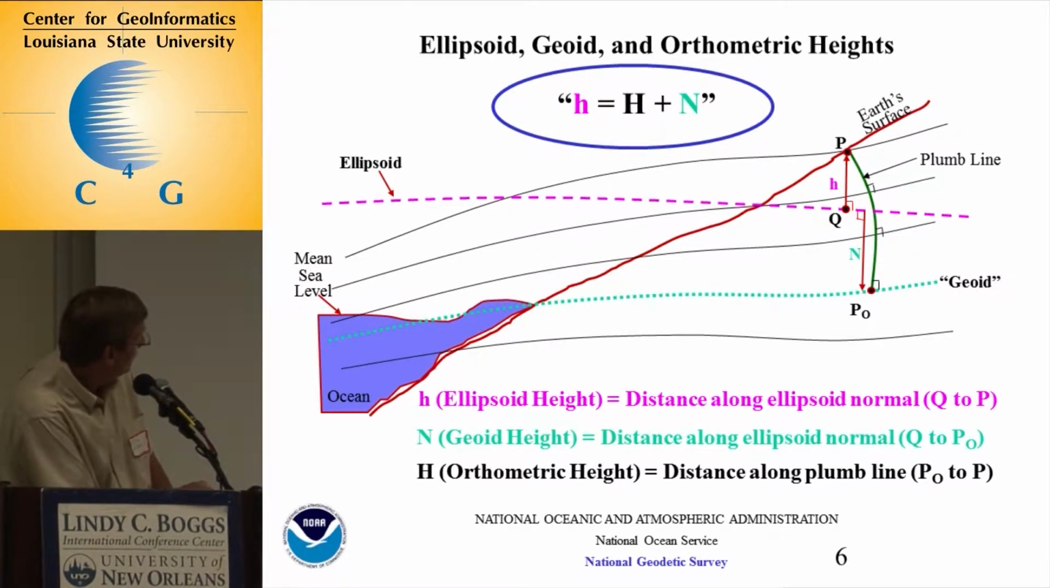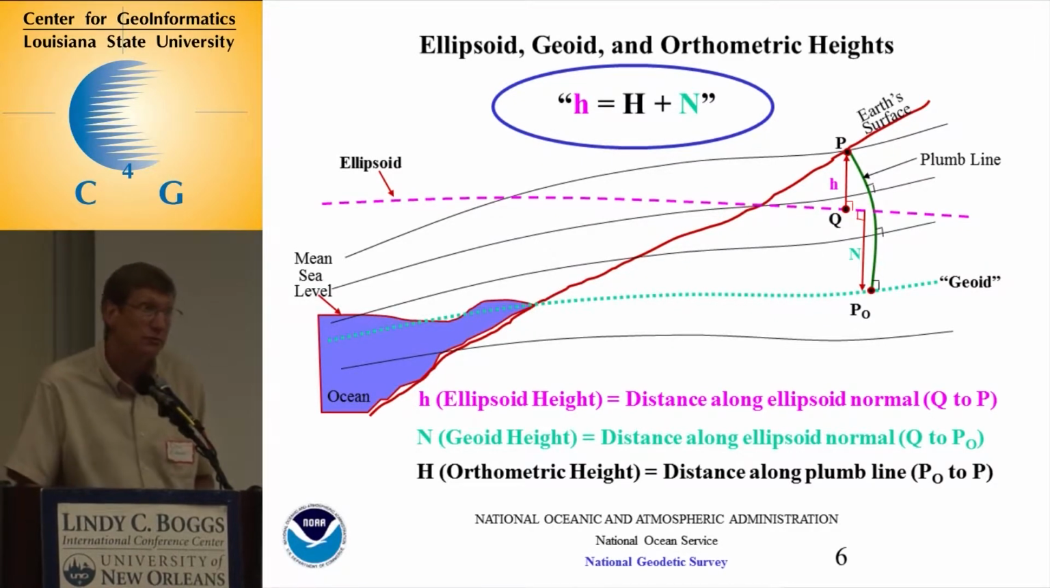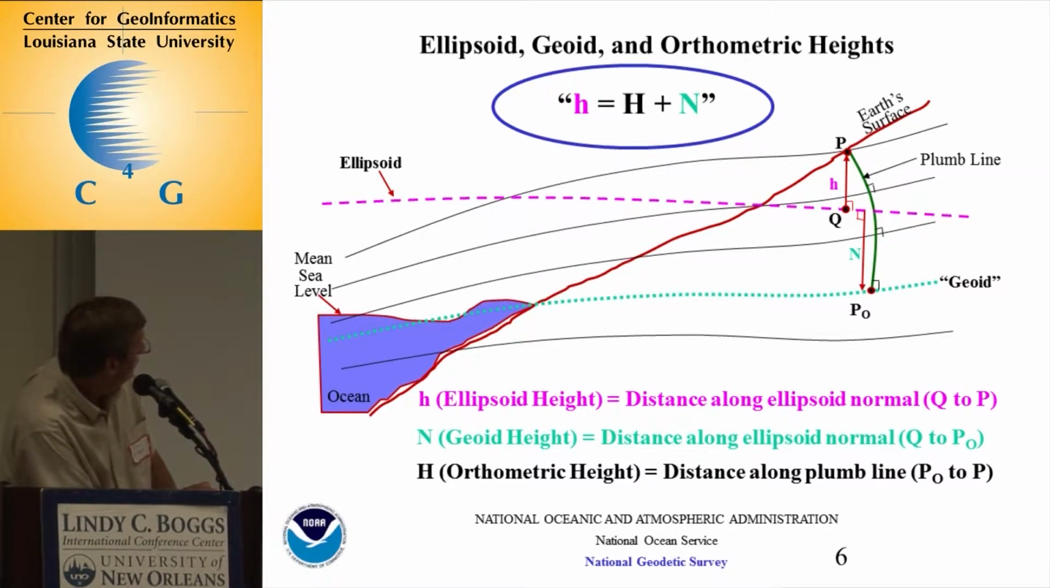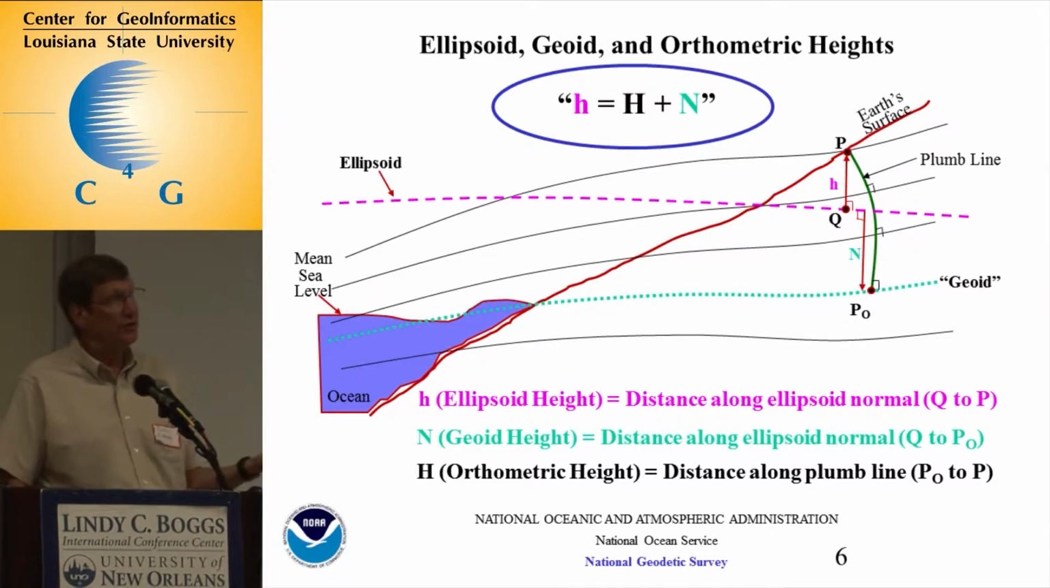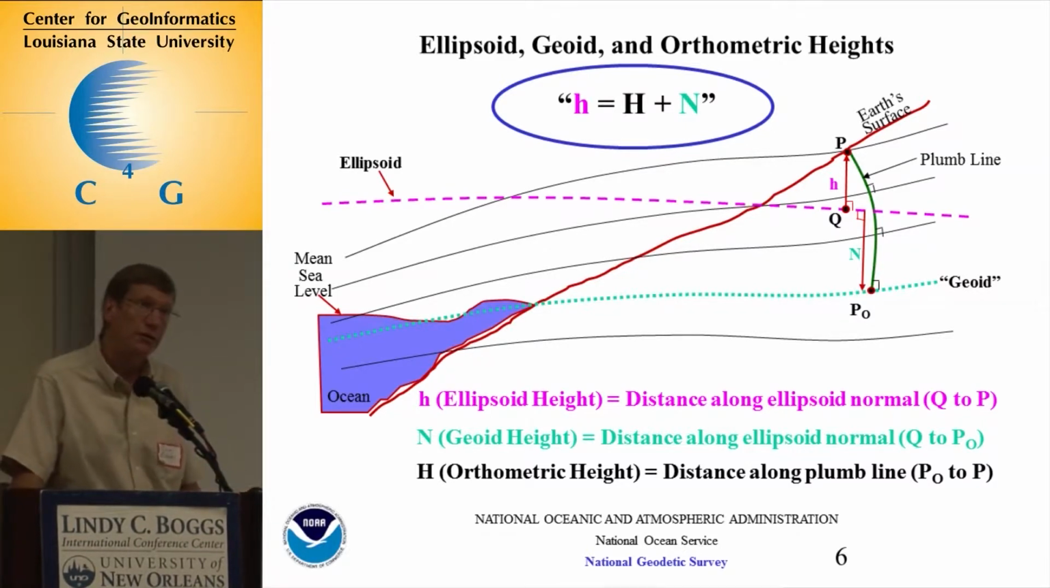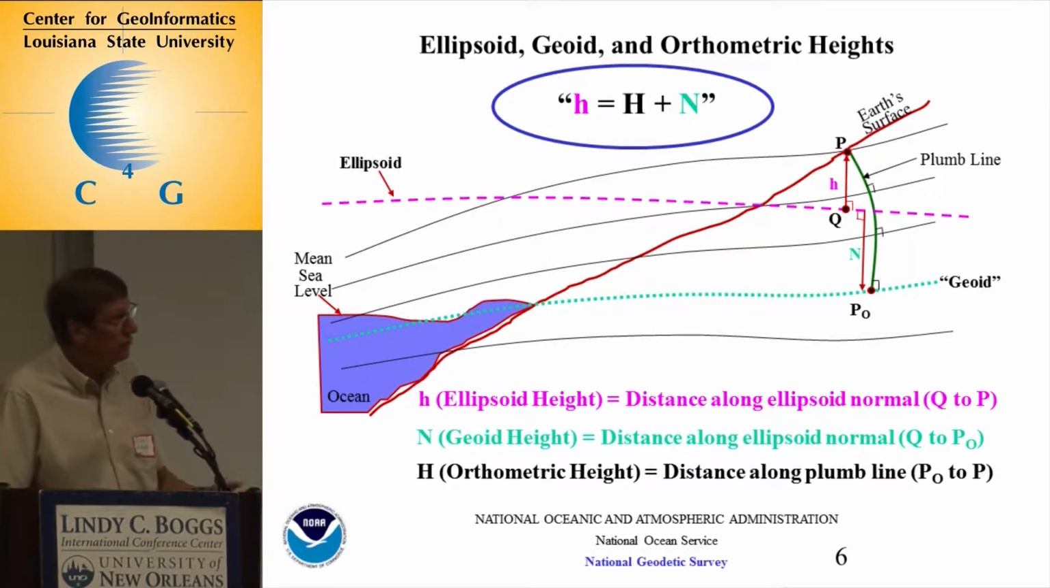But remember, this is modeled. And every time you get a new model, then this value from here to here and from here to here changes, even if that surface doesn't change, when you change that geoid height. That's why it's important that you can't mix and match geoid models either. You have to be consistent.